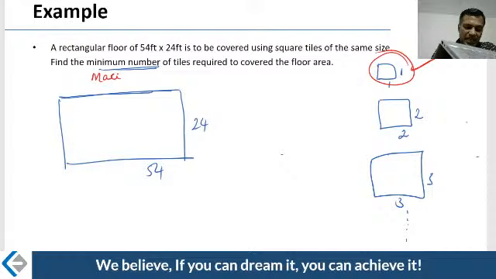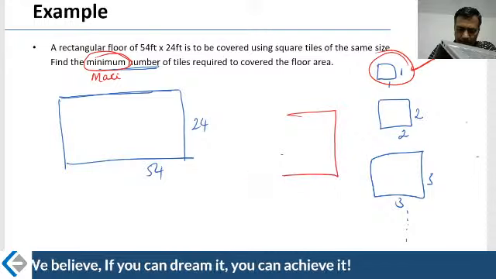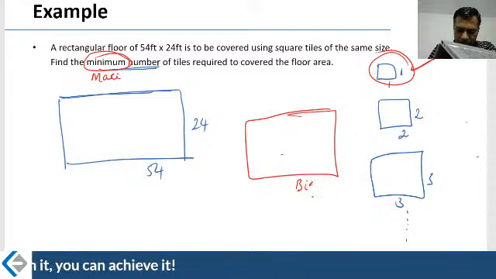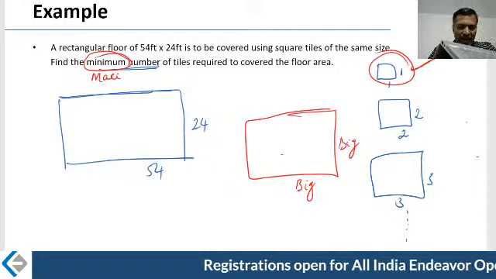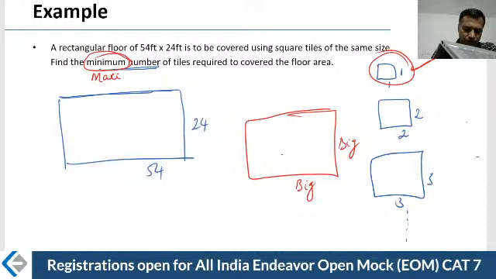But the question is the minimum number of tiles. If I want the minimum number of tiles, go for the big size. Go for the big size of the tile. Let it be as big as possible. So as big as possible means what? HCF. Therefore, this question is nothing but finding the HCF of 24 and 54. You are supposed to be finding the HCF of 24 and 54.